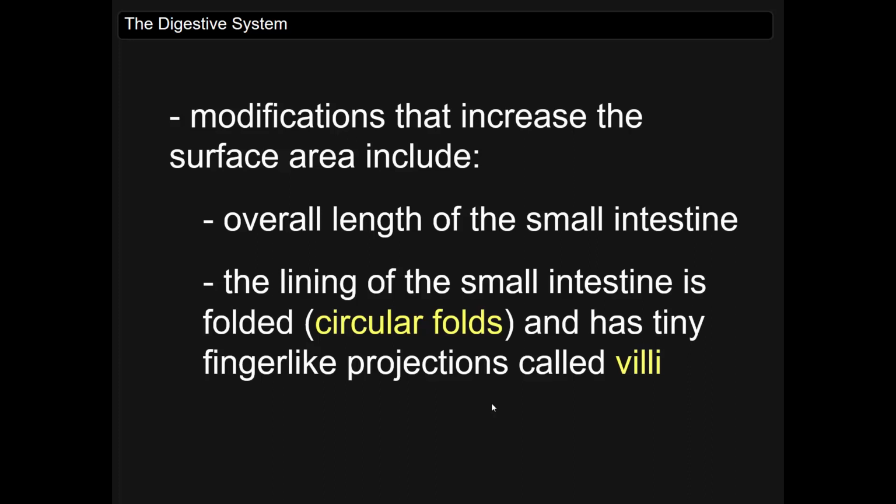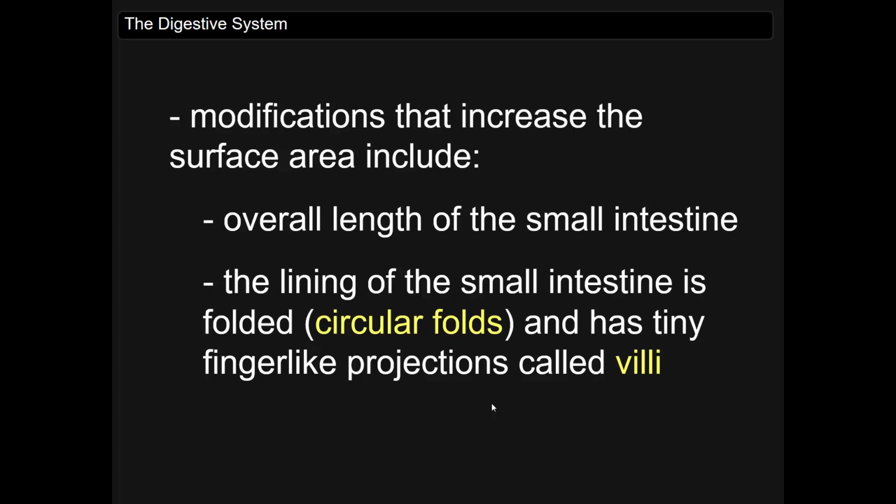Another name you might see, especially in older textbooks, is plicae circulares. I would tell you to just go with circular folds. It's going to be much easier to spell than plicae circulares. But again, it's another term you might see out there. But these folds are sticking into the lumen of the small intestine.